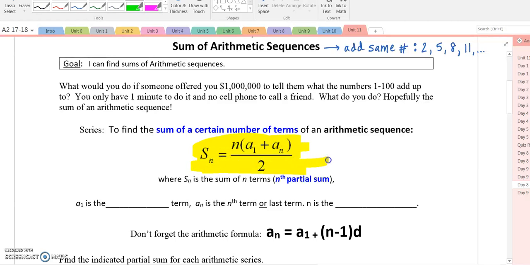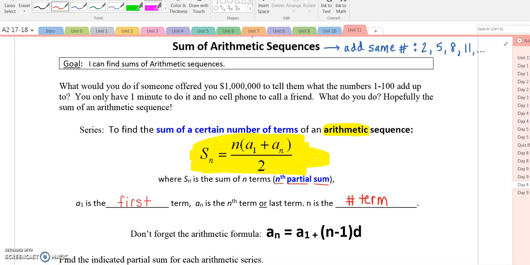Okay, so if you ever have an arithmetic sequence, remember it has to be arithmetic, and you want to find the nth partial sum, which is the sum of the first n terms, we'll use this formula where S sub n equals n times the quantity a sub 1 plus a sub n, all divided by 2. This formula is going to help us to calculate that sum. And some of these pieces we should already know, like we know a1 is always the first term. We know n is always the number term, so like the number spot.